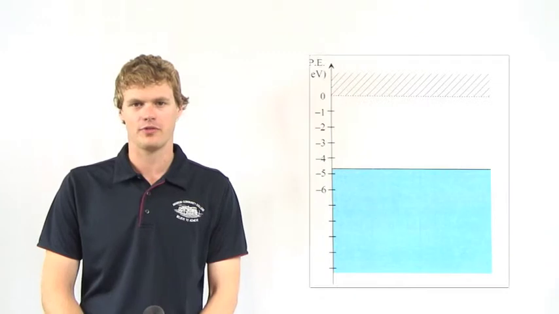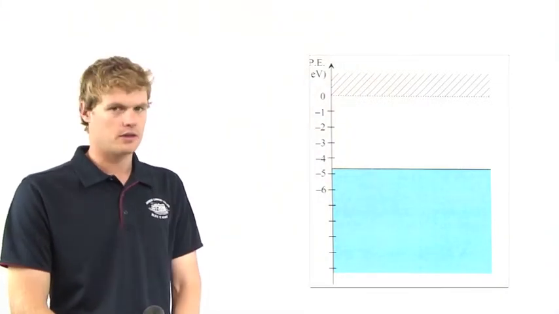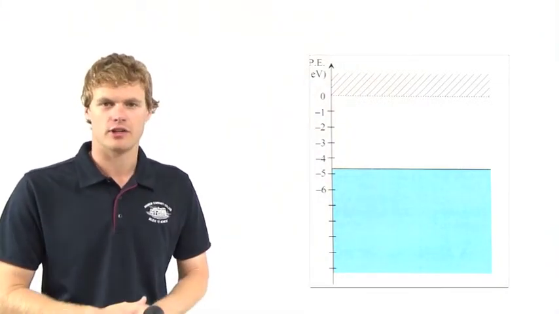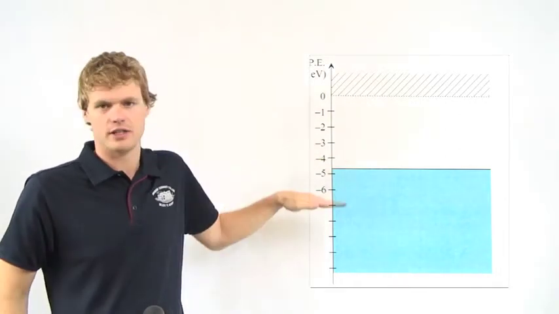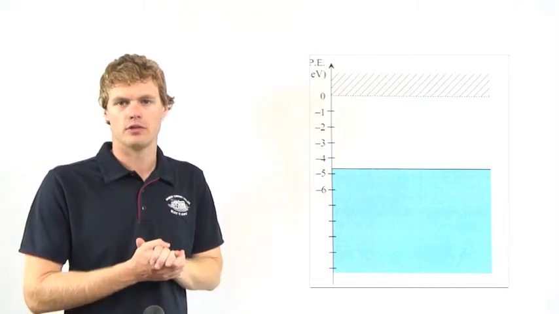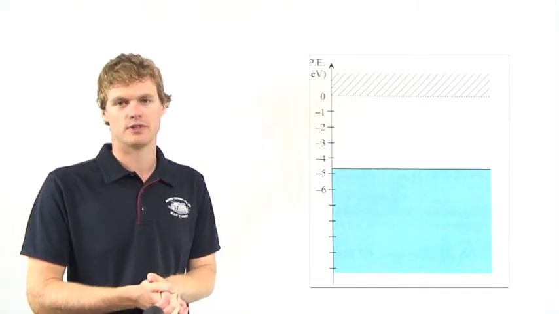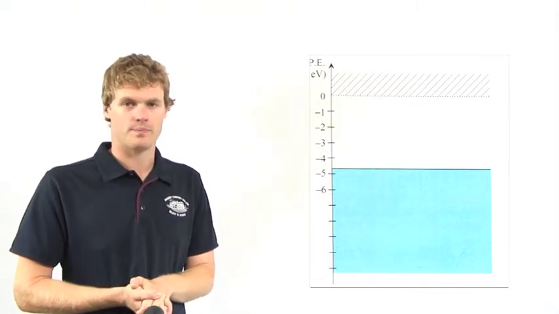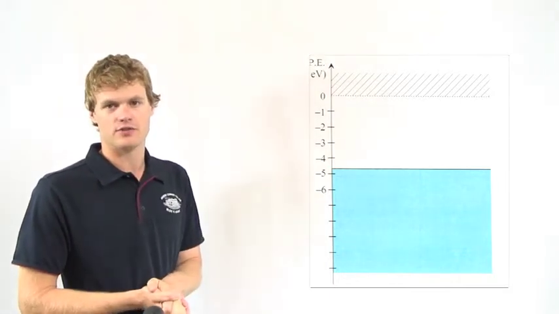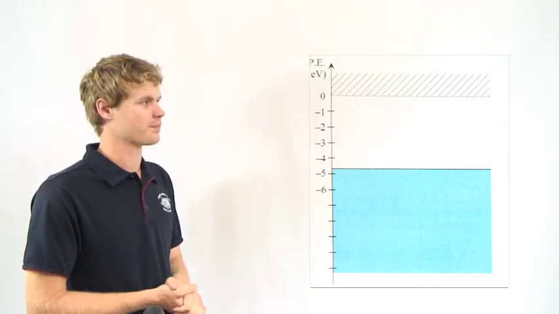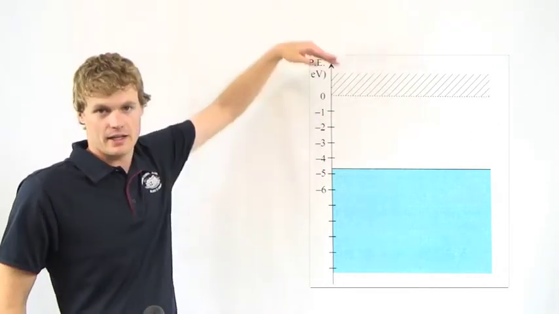If we look at a piece of copper, copper has this energy level diagram. The energy level diagram has areas where electrons exist. Electrons exist in this zone down here, which is below negative 4.7 electron volts in copper. Electrons cannot exist in between 0 and negative 4.7 electron volts in copper, but they can exist above.